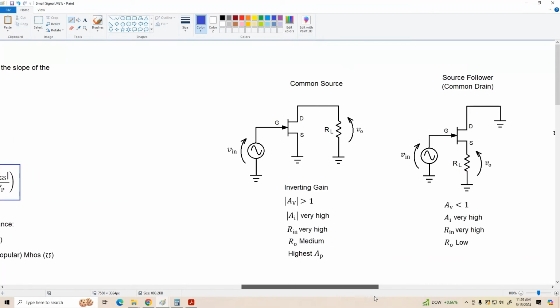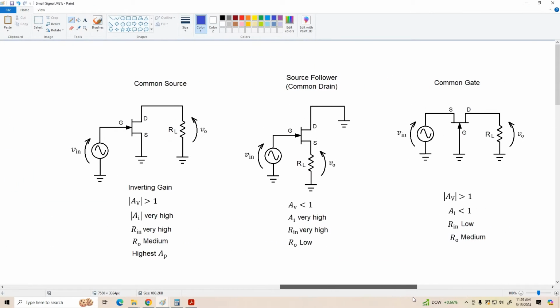Now, there are 3 basic amplifier configurations that are analogous to the same ones we had for the bipolar transistor. Starting with the most commonly encountered, we've got the common source configuration, and this is equivalent to the common emitter. It's got inverting gain. The voltage gain is typically much greater than 1. It's got very high current gain, very high input resistance. The output resistance is medium or moderate, similar to what we have for BJTs. And it's got the highest power gain of all 3 configurations.